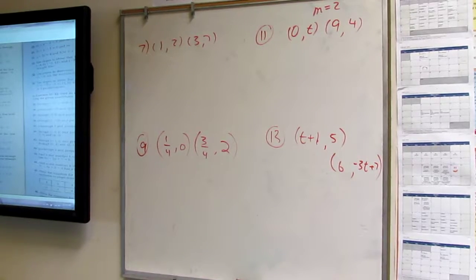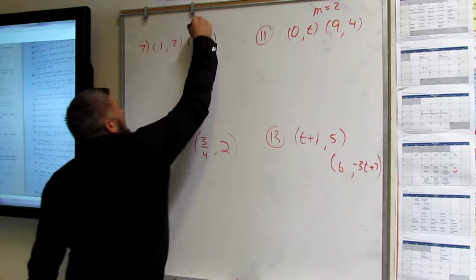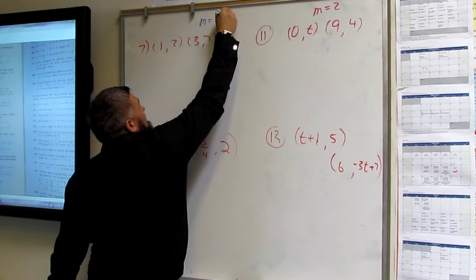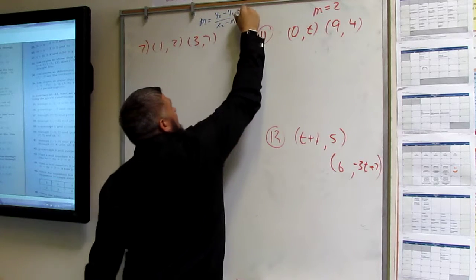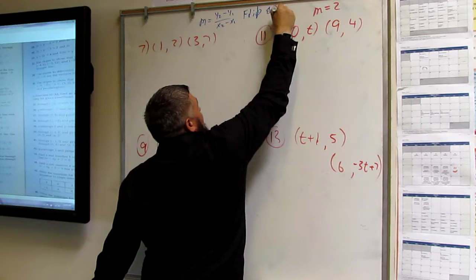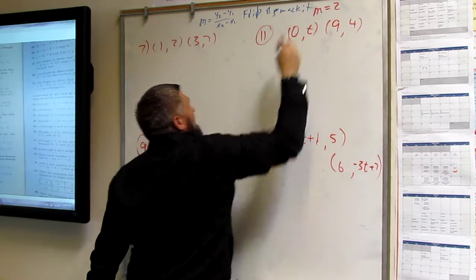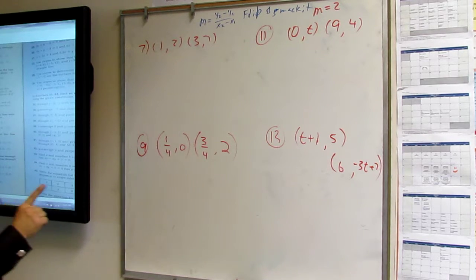Find the slope. Remember, m is equal to y sub 2 minus y sub 1 over x sub 2 minus x sub 1. In other words, I call it flip it and smack it. We rub it down on distance. Okay? So, flip it and smack it.